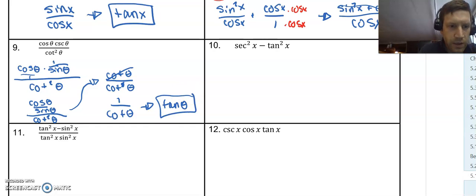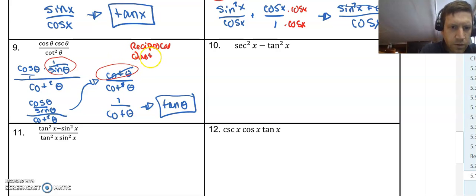Okay, so let's see, we did reciprocal, right? I did reciprocal first. Then I did quotient. And then that step was another reciprocal.